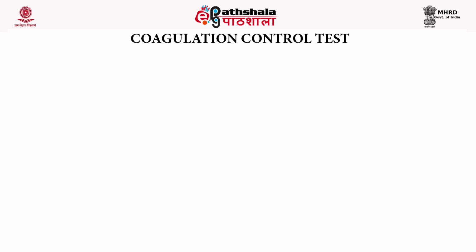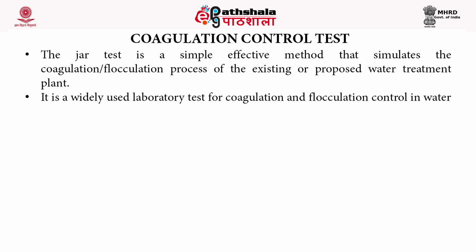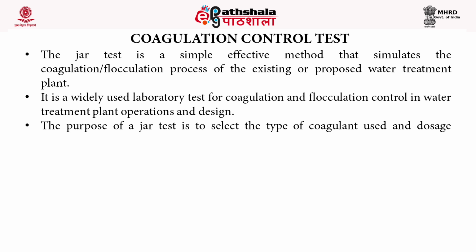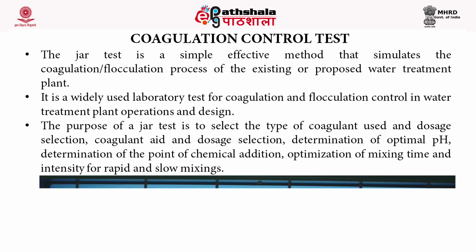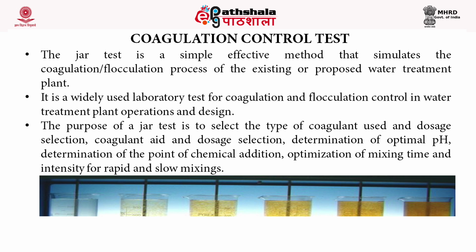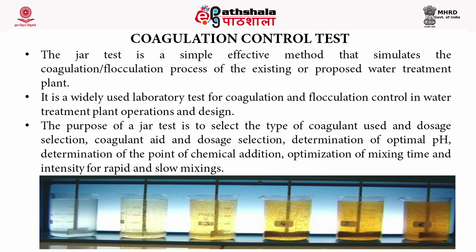This test is a simple, effective method that simulates the coagulation-flocculation process of the proposed water treatment plant. It is a widely used laboratory test for coagulation and flocculation control, and the purpose of this jar test is to select the type of coagulant used and its dosage, the coagulant aid which is used and its dosage, determining the optimal pH for coagulation, determining the point of chemical addition, and optimization of the mixing time and intensity for rapid and slow mixing.